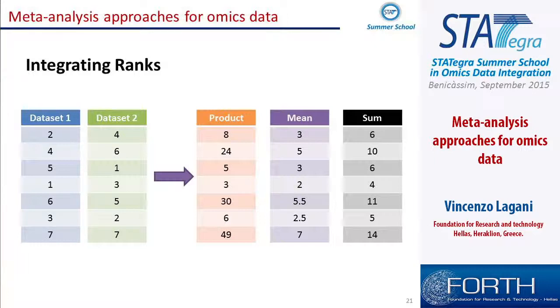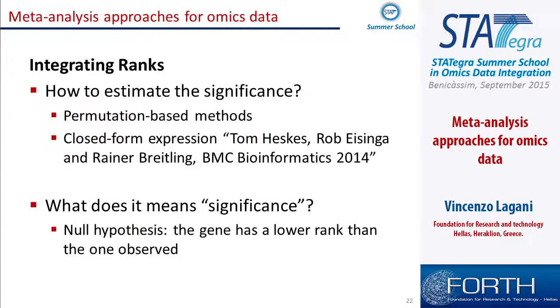So okay, in this case, I have, for example, that this particular gene is the one that comes first in my rank product. But what does this mean? Is this significant or not? So how to estimate the significance? Usually they use some permutation-based method with the ranks. Recently there are also some closed form expressions, especially for the rank product.